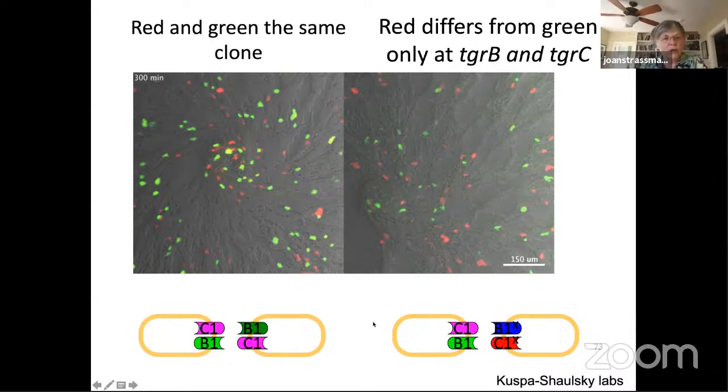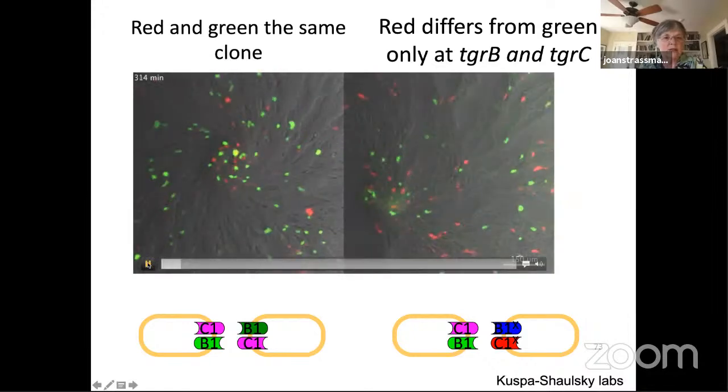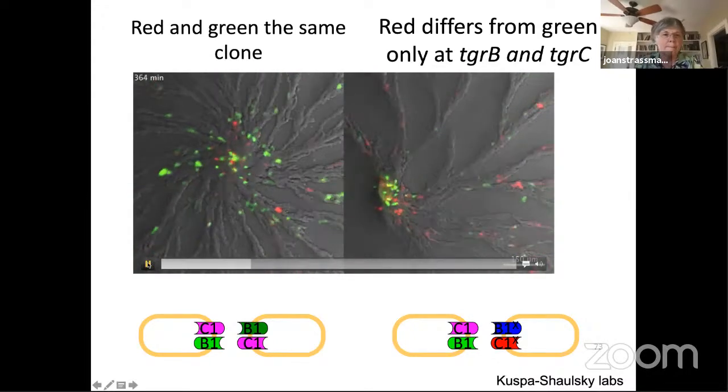So what I'm going to show you here is we've labeled, or they've labeled, only about 2% of the clones so that we can see them. 2% of these red and 2% of these green, and likewise here. So this is the control side where they're the same. And then this is the experimental side where the reds are actually different from the greens. And I'm going to cry if this doesn't play. There it played.